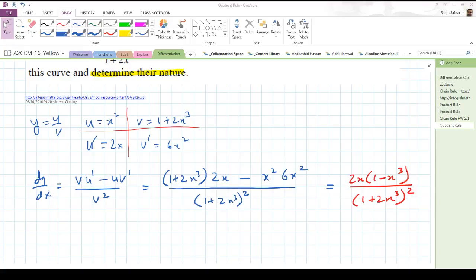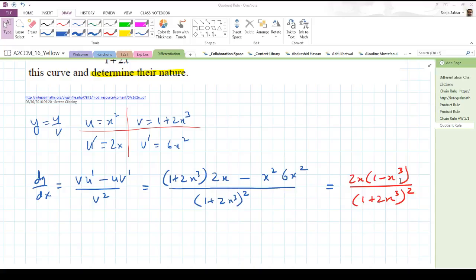So shouldn't it be 6x cubed? Check. Sorry, 3x. Whereabouts? In the bracket on the top, 2x for the final one. No. 2x(1 minus, shouldn't it be 3x cubed? The final one in red, yeah. 2x(1 minus x cubed) over 1. No, that's correct.